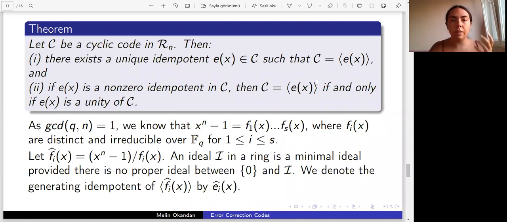A minimal ideal. An ideal is called a minimal ideal when there is no ideal properly contained between 0 and our ideal I. Well, ei hat x will be denoted to be the generating idempotent of the ideal generated by this polynomial fi hat x. So we have an ideal which is generated by this newly defined polynomial, and we are calling this idempotent ei hat x.